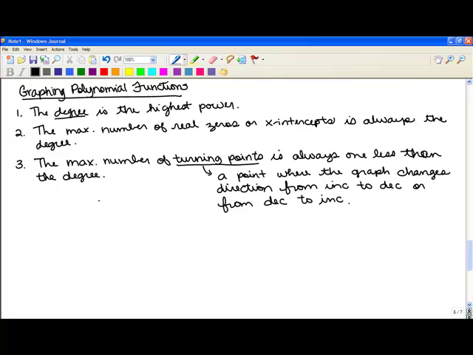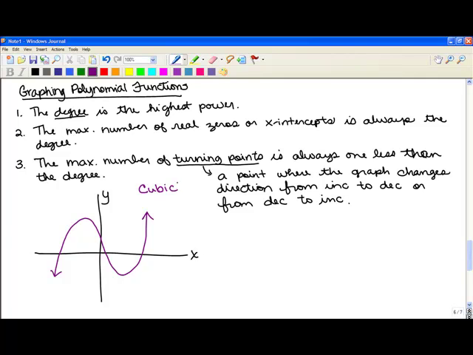Now let's look at a graph. We'll analyze it. Suppose a graph looks like this. And this is an example of a cubic function, meaning that the degree, or highest power, is 3.